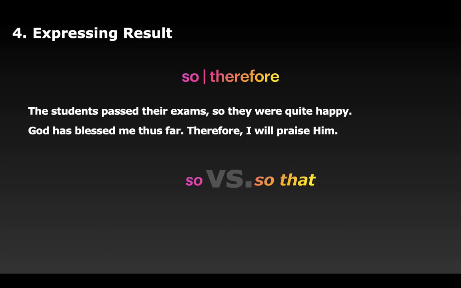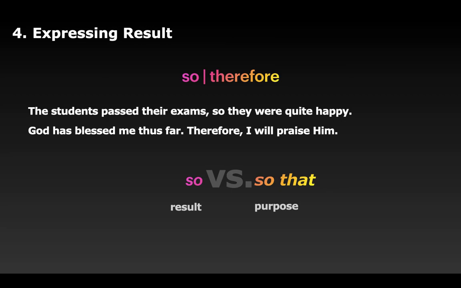Now, what's the difference between so and so that? A lot of people are confused with it. And some grammar books are also confused with it. They are often confused because they're very similar, right? They all have so. But please make this distinction. So is for result, and so that is for purpose. Don't be confused. So, purpose answers the question why or what's the purpose, and result is like, so what? What happened?